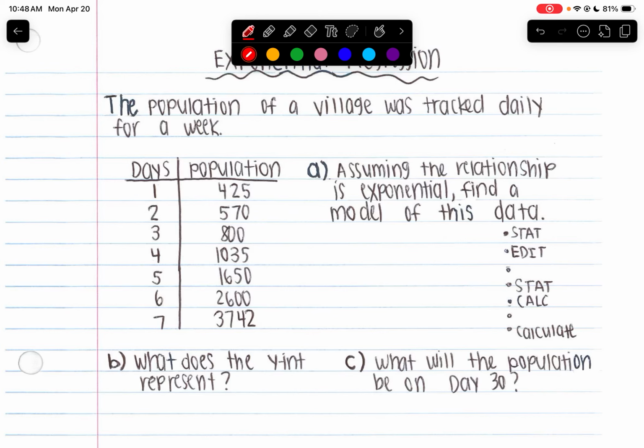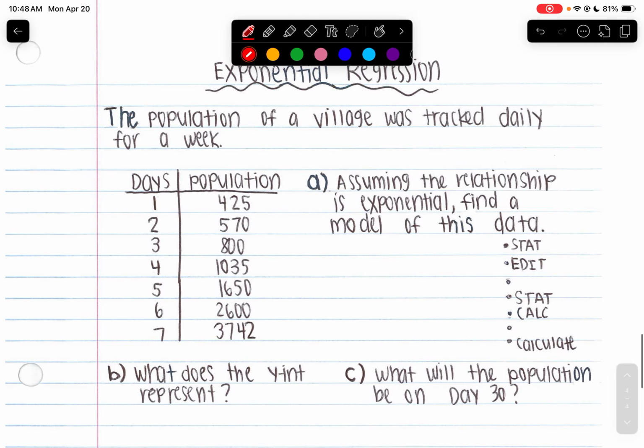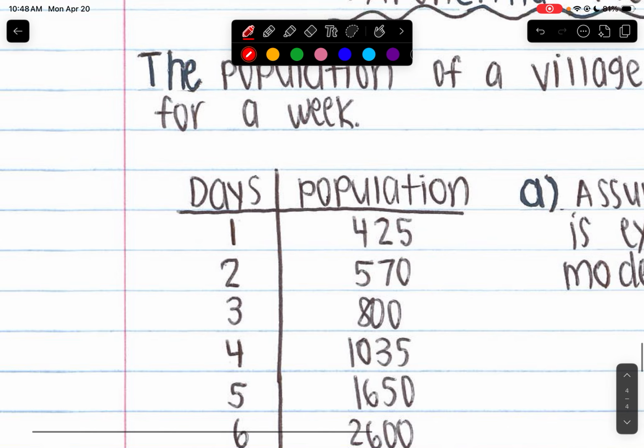This video is going to cover the second half of the notes, which is exponential regression and then the geometric sequences. So here we have a table, and the table is the population of a village was tracked daily for a week. So we have 7 days on the left side here. And remember, days on tables are not days, but the left side is typically X, but we also know time is usually X as well, so days. The population is on the right-hand side, which is Y.